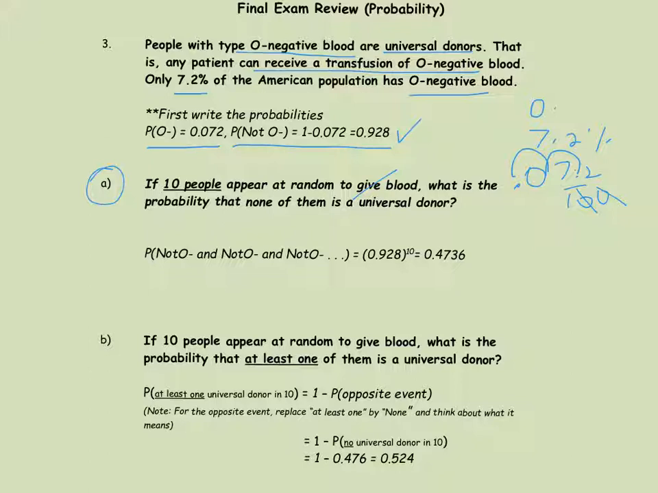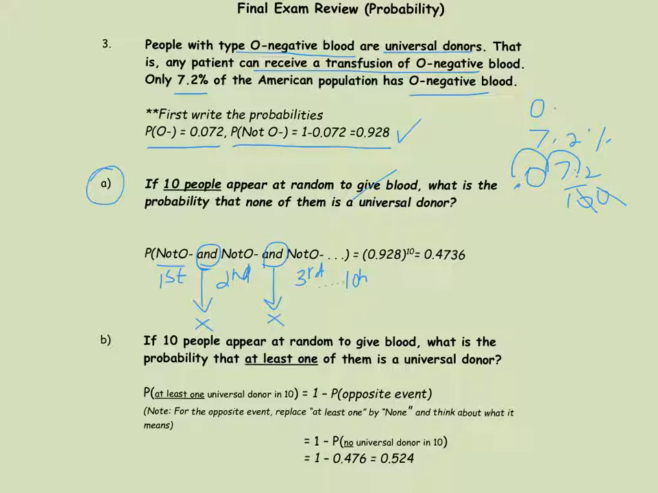So the first question is, 10 people appear at random to donate blood. What is the probability that none of them is a universal donor? So if there are 10 people, none of them are, so the first is not, and the important word between these two is and. The second is not, and the third is not, and we keep going until we reach the 10th. So the word and goes with the multiplication rule.